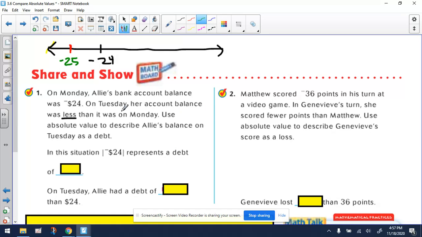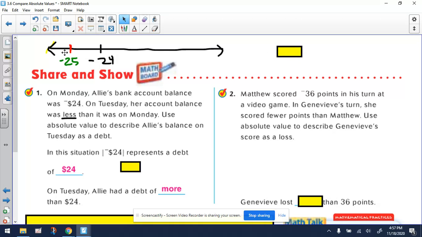All right, so now use absolute value to describe Allie's balance on Tuesday as a debt. So in this situation, the absolute value of a negative 24 represents a debt of $24. On Tuesday, Allie had a debt of, and we have to decide, is that going to be more debt or less debt than what she had on Monday, which was $24. And hopefully we would come up with more. This is more debt. She owes more money.